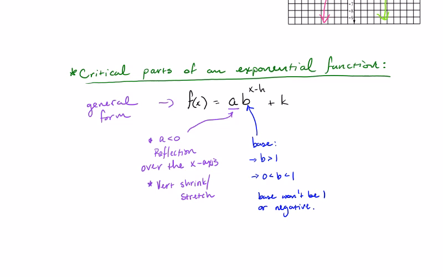And so since we want a continuous smooth curve, you have to have a base that's either greater than 1 or in between 0 and 1. But it can't be 1 and it can't be negative.